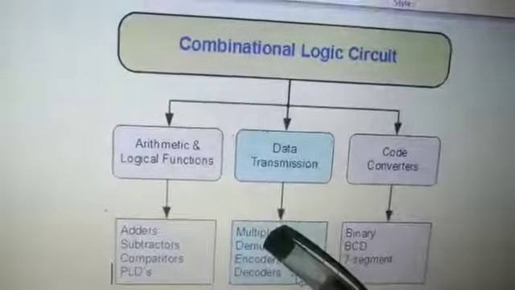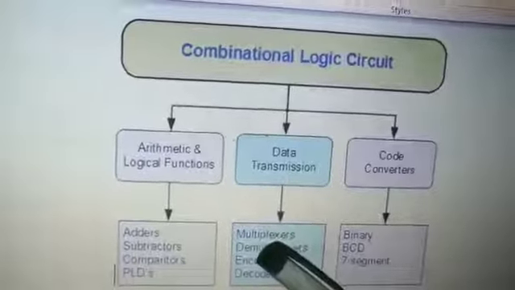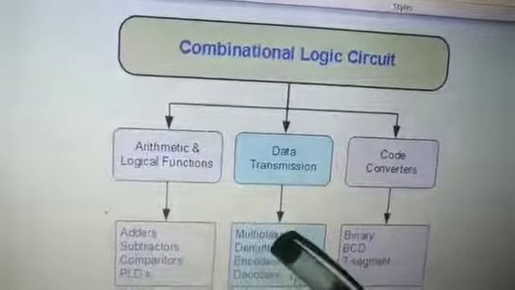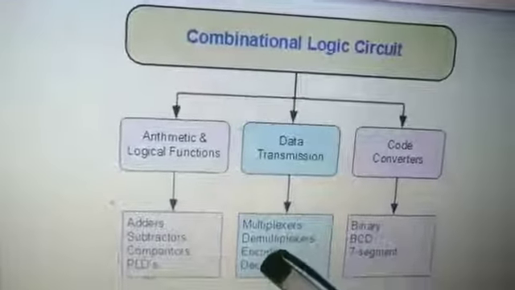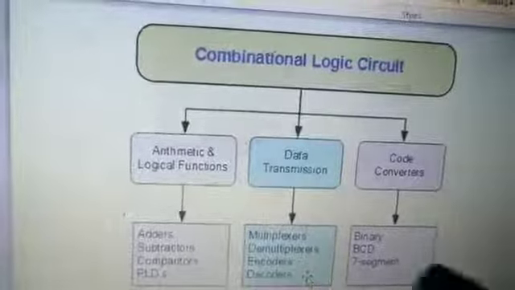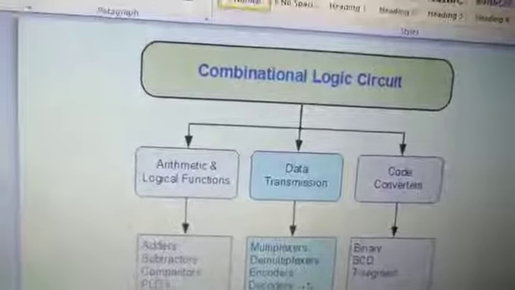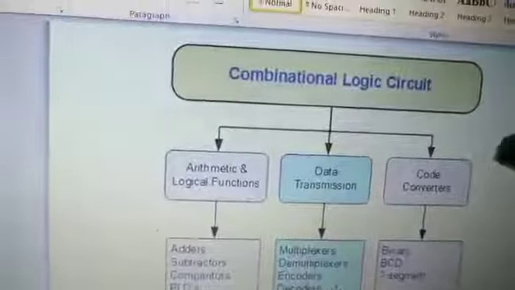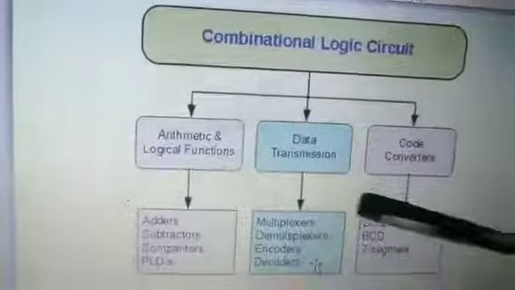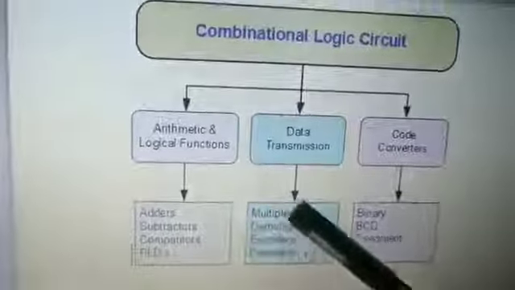For data transmission from one place to another, we need the multiplexer and demultiplexer, and the decoder and encoder are also required. When we transmit data in a network, it will be encoded, and when it reaches the destination, it must be decoded. The code converter is not included in your syllabus. This part is not included, only these two we will learn.